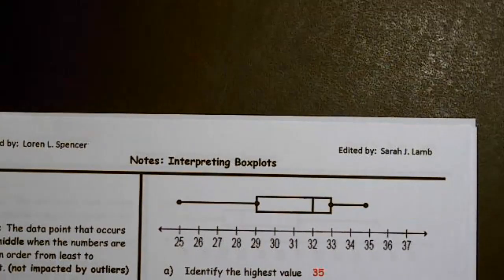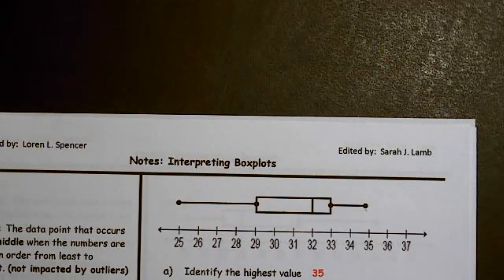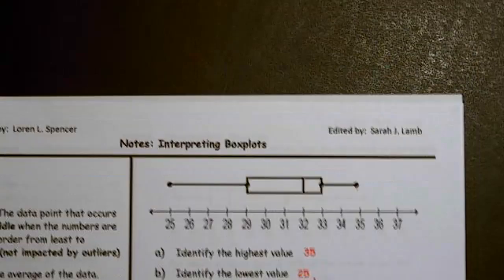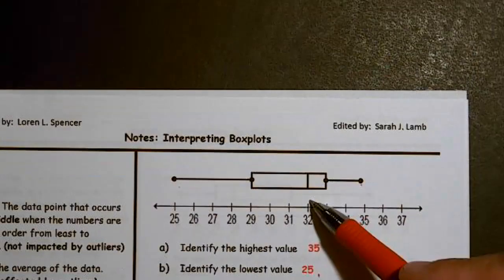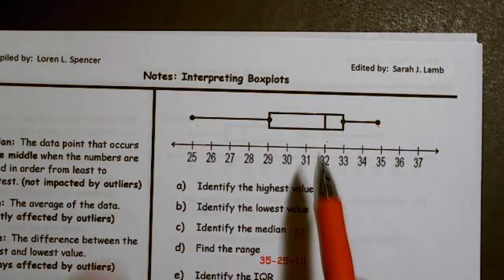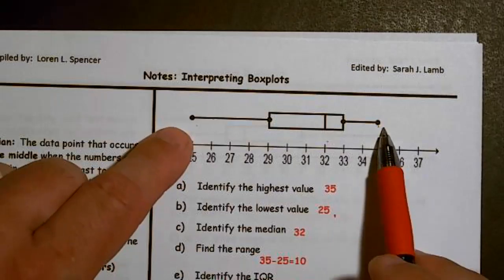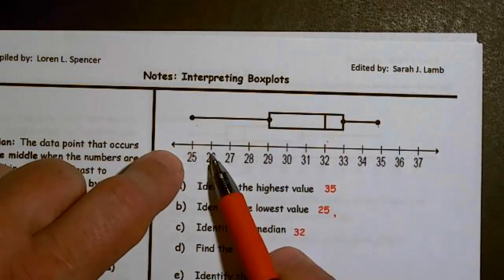Identify the highest value. Oh, the highest value is 35. Identify the lowest value. The lowest value is about 25. Identify the median. The median is about 32. Find the range. Well, the range is largest minus smallest, so 35 minus 25 is 10.